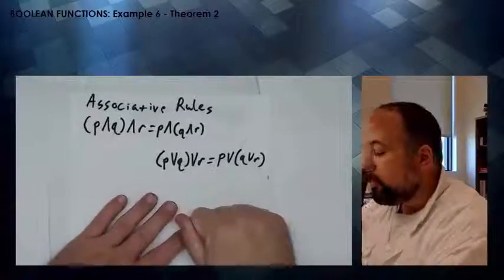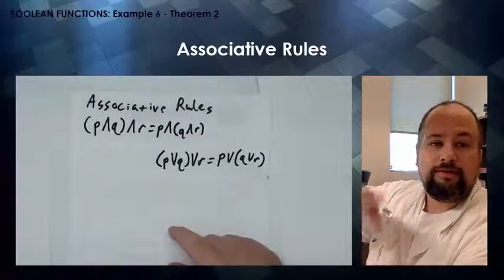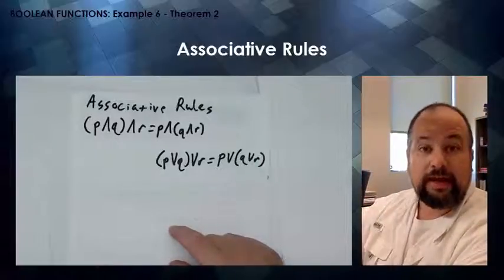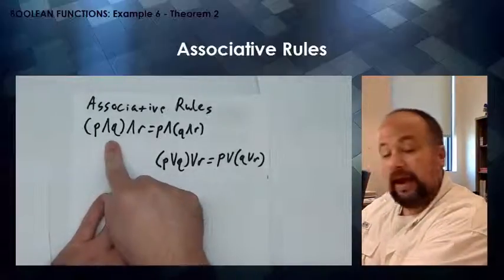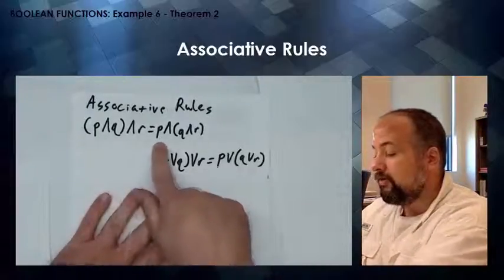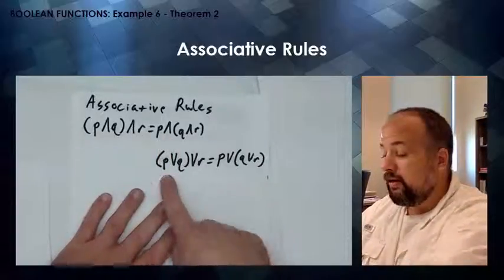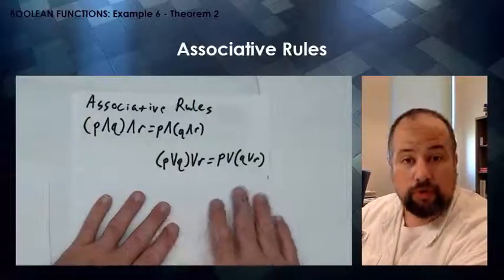All right. Rule number 1, the associative. Oh, by the way, for almost all of these, there's two rules. There's the or version and the and version. They're the same thing. They're just inverse of each other. So the associative rules: P and Q and R is the same as Q and R and P. Right? And the same thing for or. It just means it doesn't really matter which order you do it in.